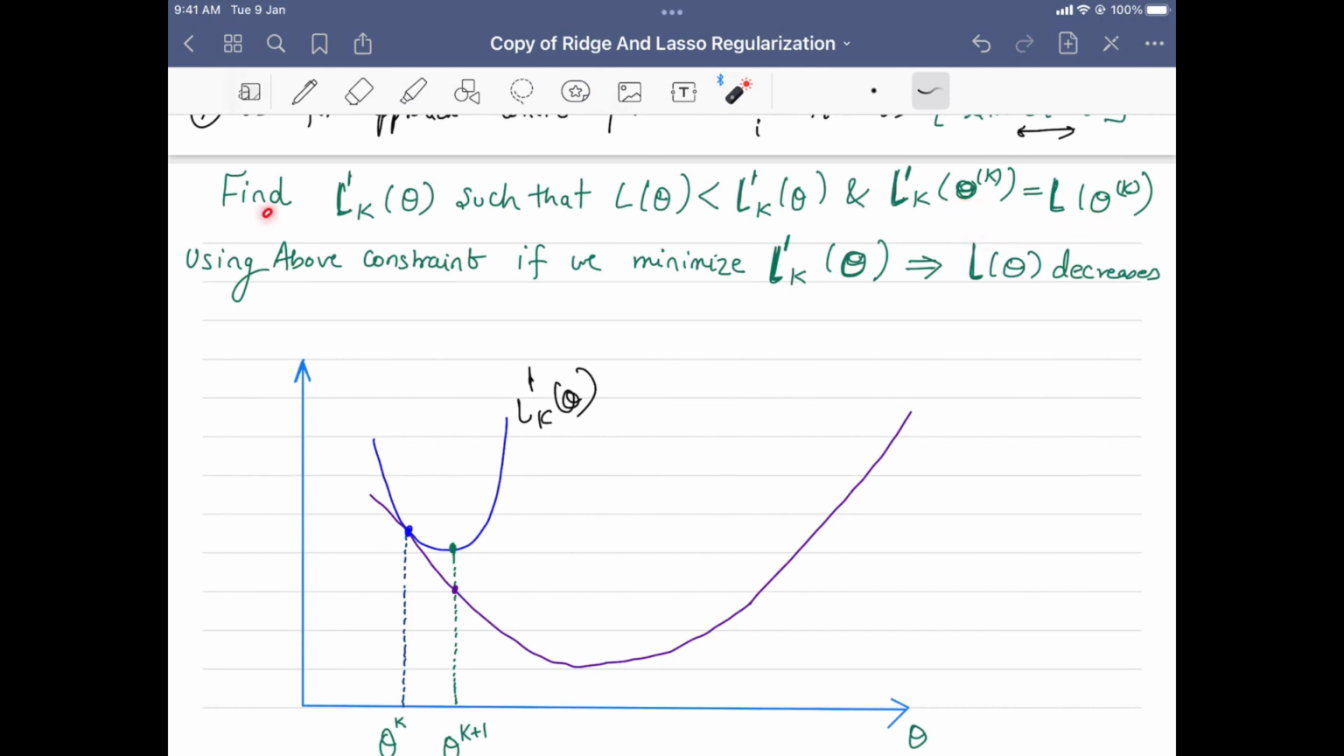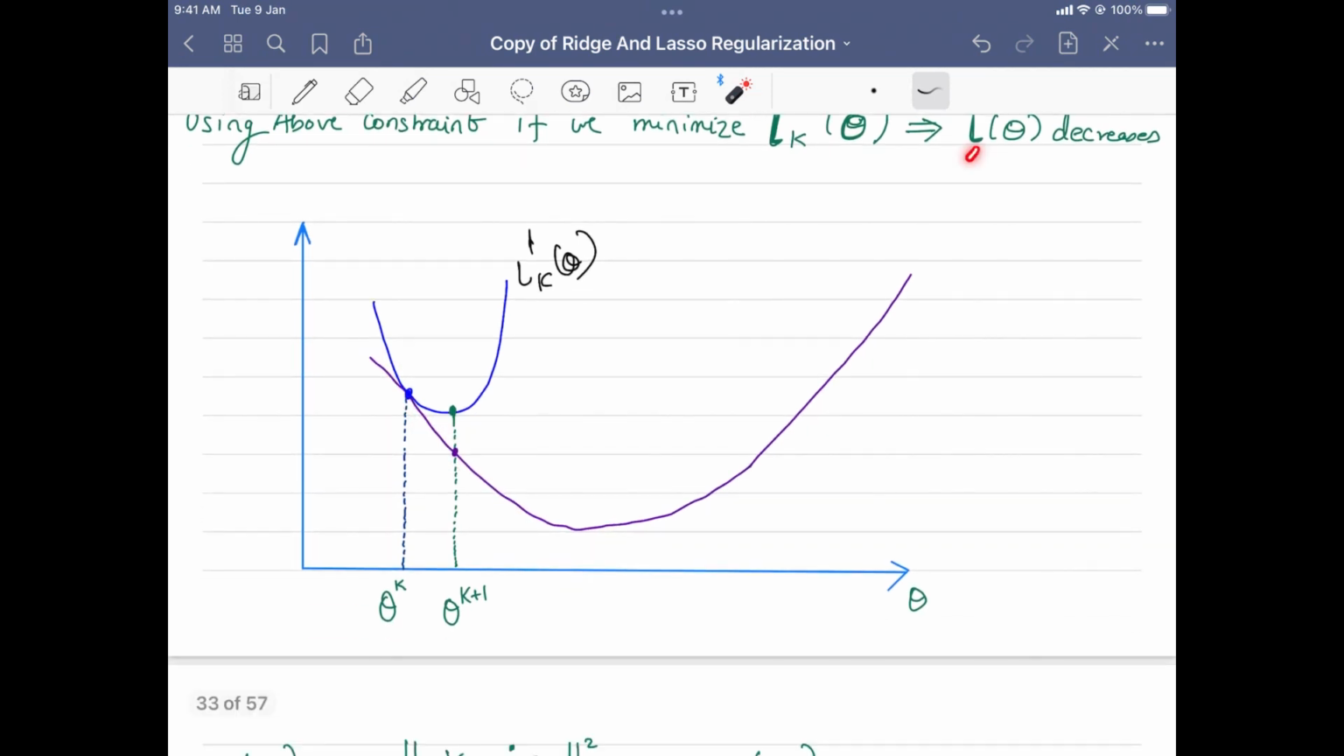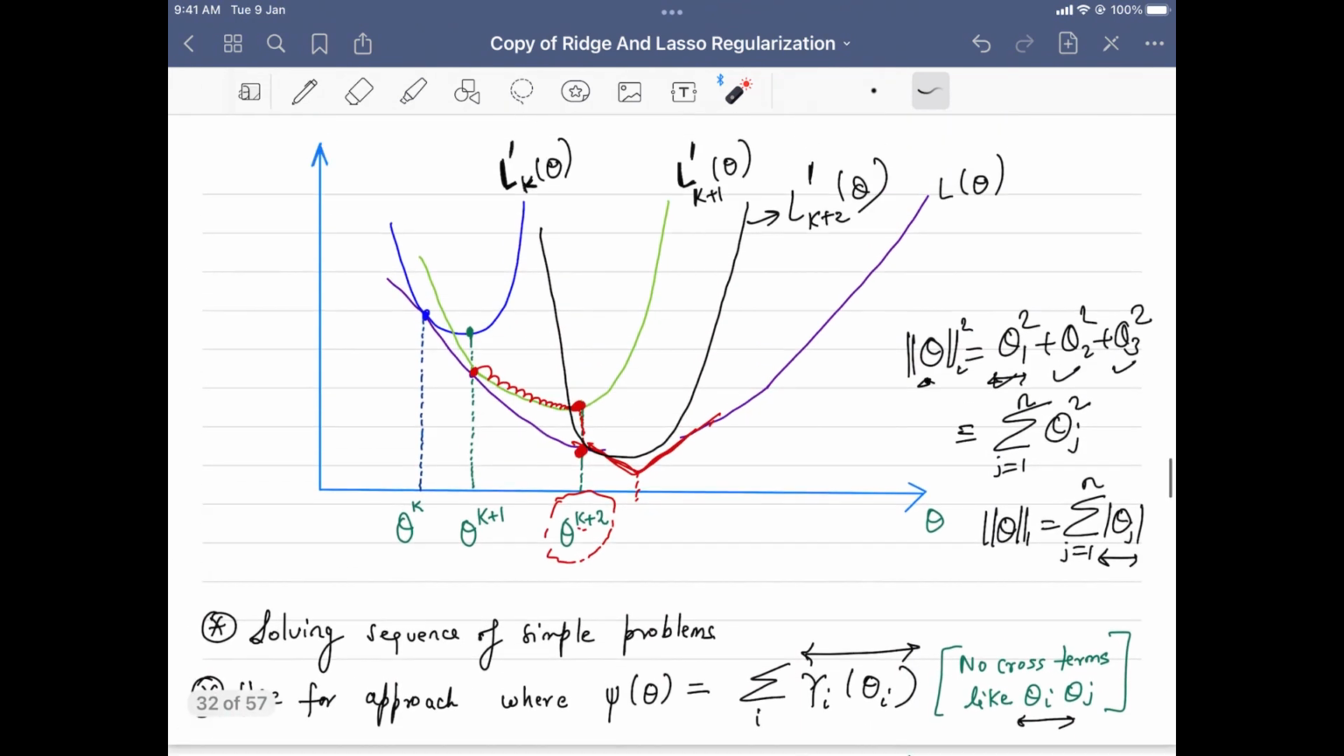So using all the above constraints which I have told you, if we are minimizing this loss function L prime, what we are doing is we are going down on the loss function L theta. So that is the basic understanding of it. That is, if you minimize this loss function L prime theta, what you are effectively doing is going downhill on the original loss function L theta. This is quite evident from this diagram also.